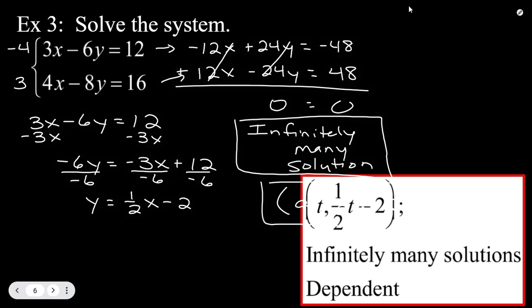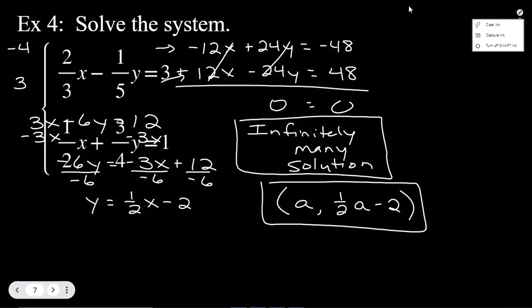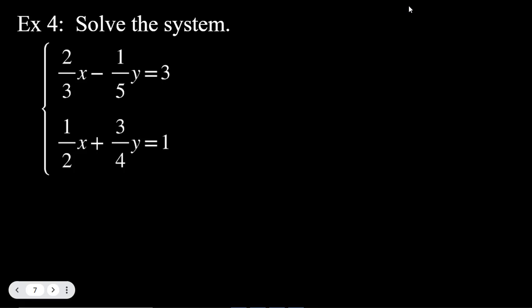Okay, so dependent, parallel line, or the same line. So if it's dependent, that's what we do? Yep. We have to just put in slope-intercept form. Yep, and then put an a in for the x or whatever letter you want to use, and then write the other equation.